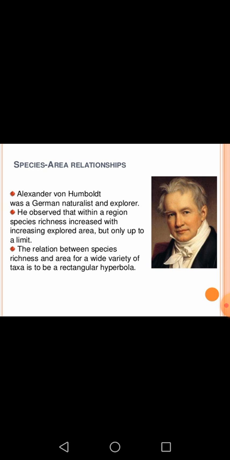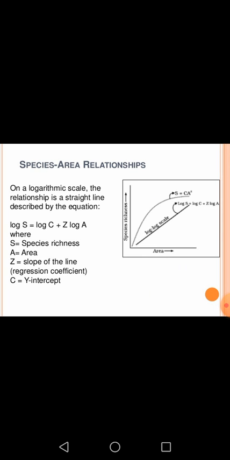In a smaller region the species richness will be less. If we increase the area, along with the increase in area the species richness will increase, but only up to a certain limit. Then he tried to plot a graph between the species richness and the area, and he found that the graph is like a rectangular hyperbola. Now I want to show you the graph.